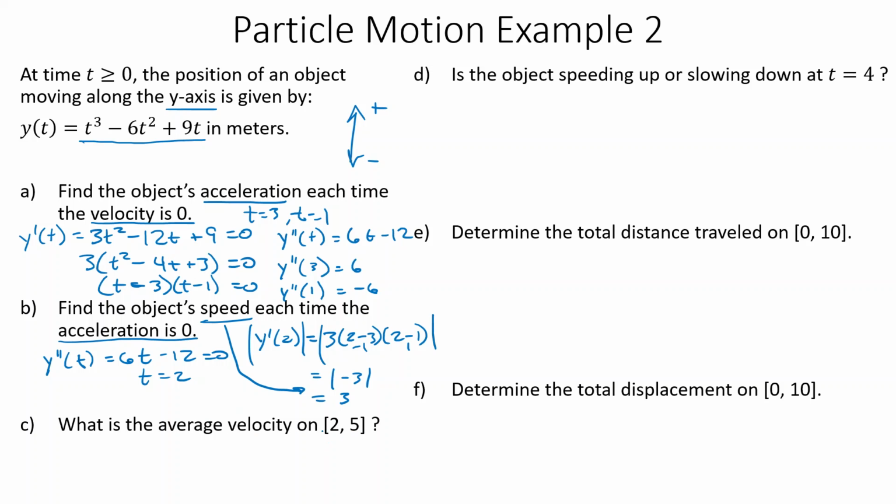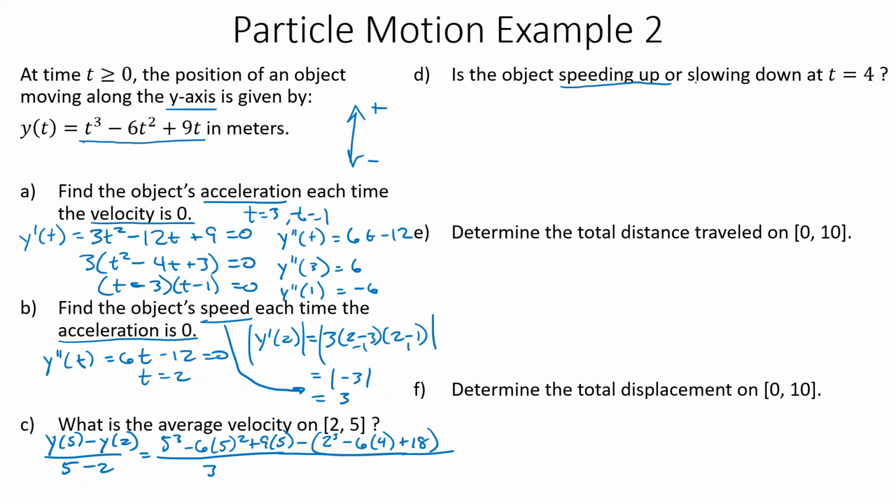What's the average velocity from 2 to 5? Well, that's the position at 5 minus the position at 2, over 5 minus 2. So we're getting 3 on the bottom. Position at 5, we've got to plug in there, so we get 5 cubed minus 6 times 5 squared plus 9 times 5, minus, and then we plug in 2, so we're getting 2 cubed minus 6 times 2 squared is 4, plus 9 times 2 is 18. I'll save you the trouble, but just working that out is just throwing stuff in the calculator, and that gives us our average velocity between 2 and 5.